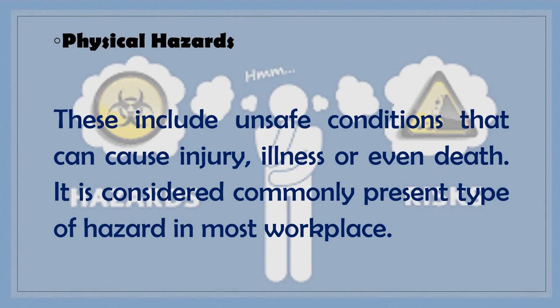Okay, next is the physical hazards. This include unsafe condition that can cause injury, illness, or even death. It is considered commonly present type of hazards in a workplace. Okay, spills on floor or tripping hazards such as black ice or cord running across the floor is one example that usually happens in the workstations, which results in injury. So when we say physical hazards, meaning it is visibly seen.